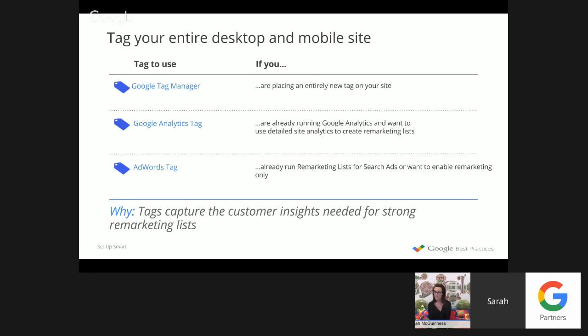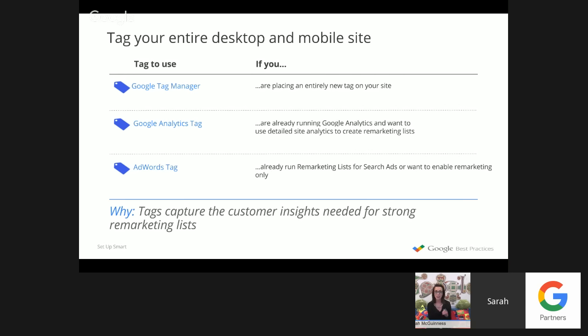You would be surprised to hear that this is a common problem with tagging. Not a lot of advertisers, but some advertisers will only partially tag their websites. What does this mean? It means that they're missing site visitors from their remarketing list. It also means that you may not be able to capture actions of interest in the site. Keep in mind, you do only need one remarketing tag for the entire domain, and don't forget about your mobile site. This is so important.